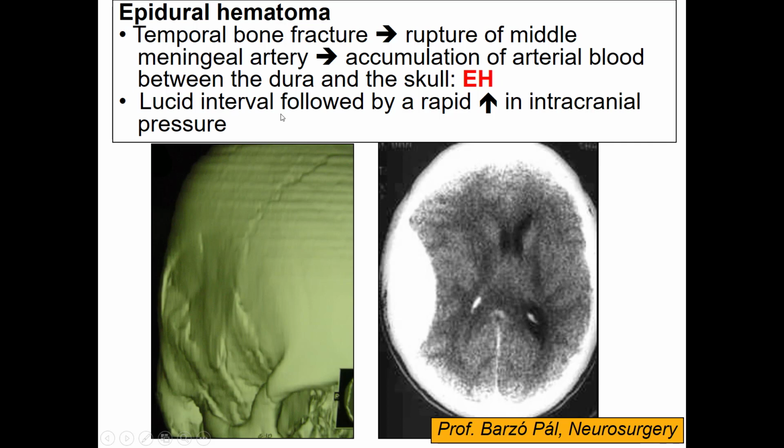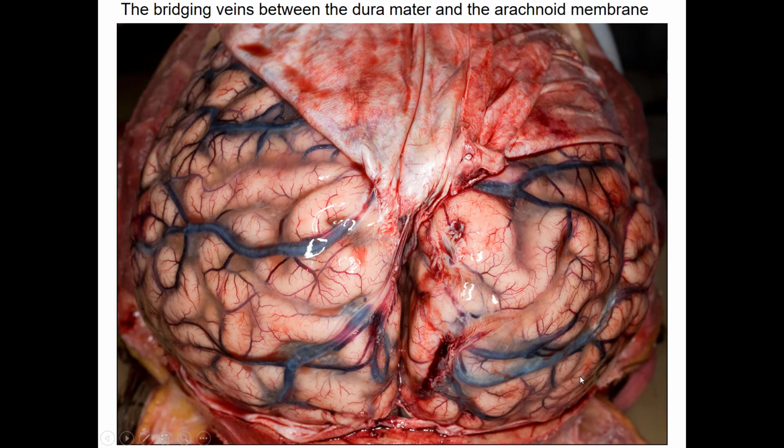The lucid interval means that following the injury and the fracture for some time, but not really very long time, the patient is still conscious. But as the blood is accumulating and the intracranial pressure is increasing, then the GCS, the Glasgow Coma Scale, is starting to drop, and the patient is going to get into unconscious state. And unless this bleeding is evacuated or stopped by means of usually neurosurgical interventions, the patient has a very high risk of mortality.